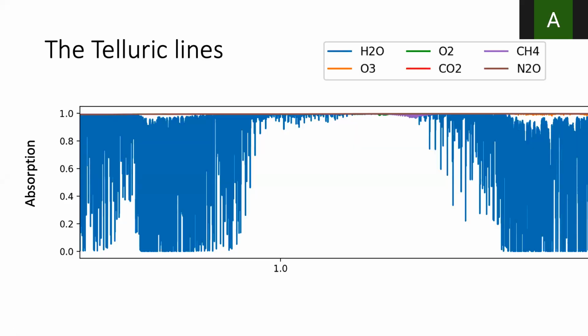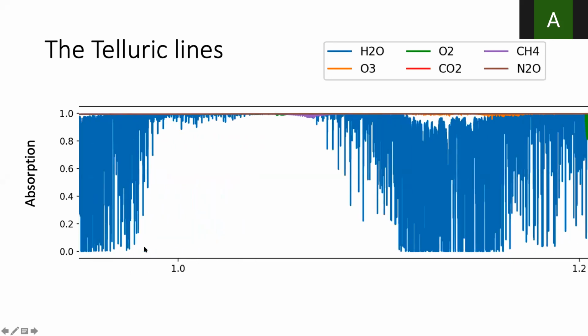Now, when you observe in the infrared, one of the biggest challenges is to deal with the Earth's atmospheric absorption, also called the telluric lines or tellurics. What I'm showing you here is the telluric spectrum on SPIRou's bandpass. You can see that there is a lot of absorption from water in blue. At some places in the spectrum, you just don't get any flux.